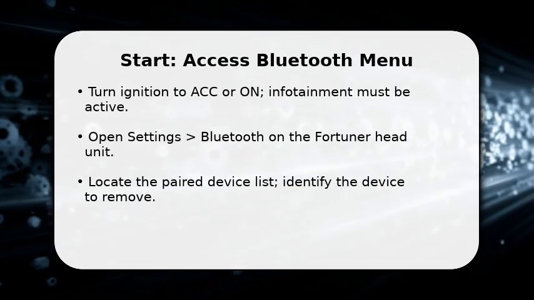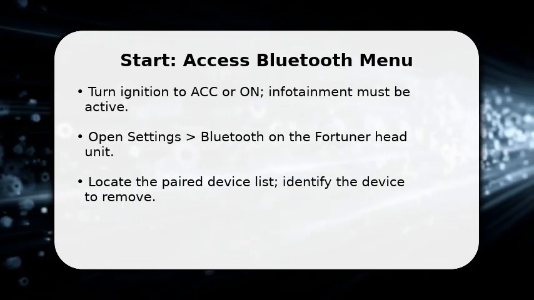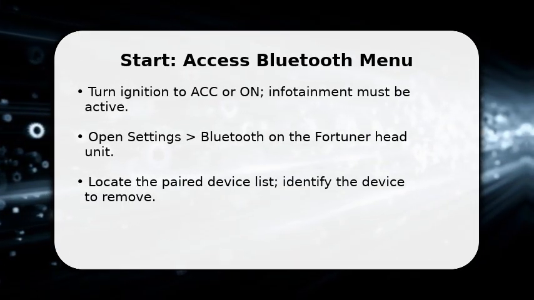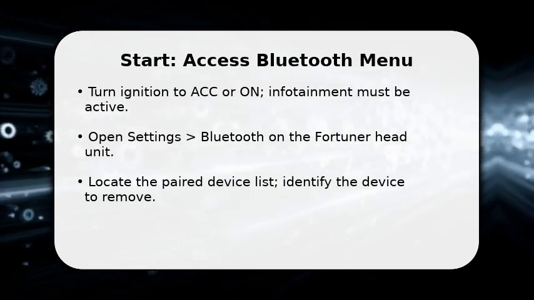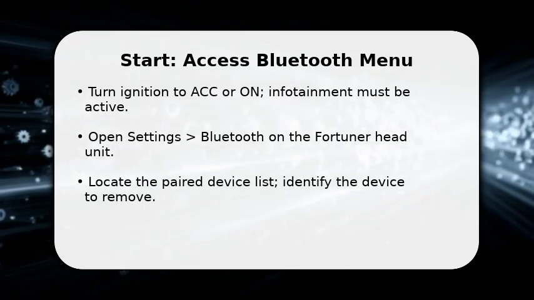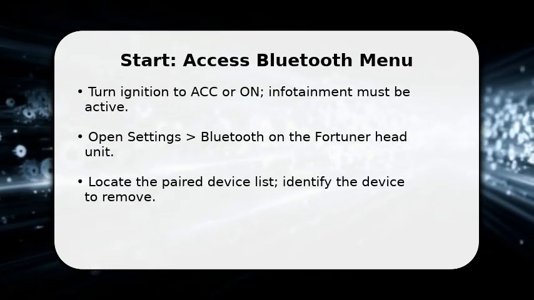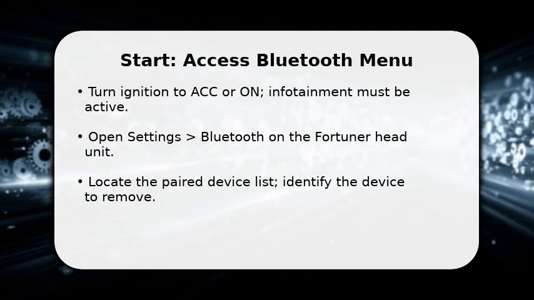You start with the vehicle on and the head unit active. This ensures menus are writable. Once on, press Settings and choose Bluetooth so you see paired devices. You want to find the exact device name, match the phone Bluetooth name, model, or last connection time.